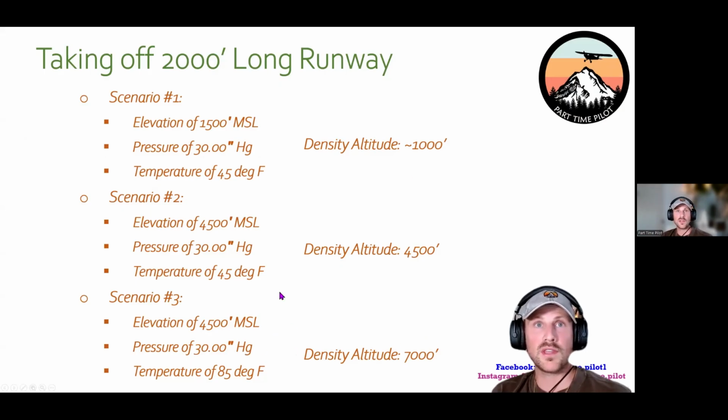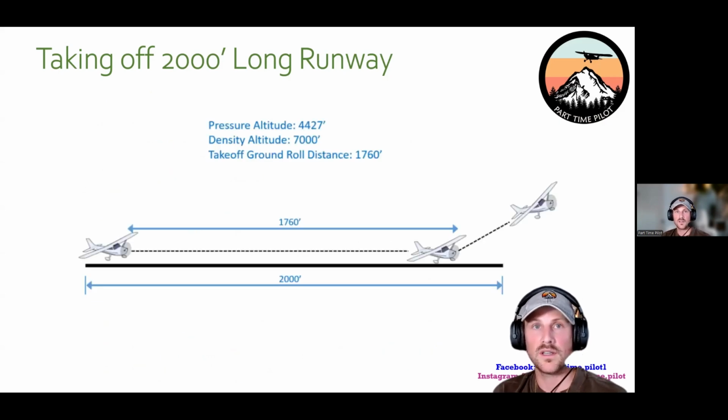So now look: from scenario 2 to scenario 3, the only thing we changed was the temperature, and look how much bigger that density altitude is. It increased by 2,500 feet. That means our density decreased a ton just by a temperature increase. I mean, it's 40 degrees. That's a large temperature increase. But what effect does that have on our takeoff?